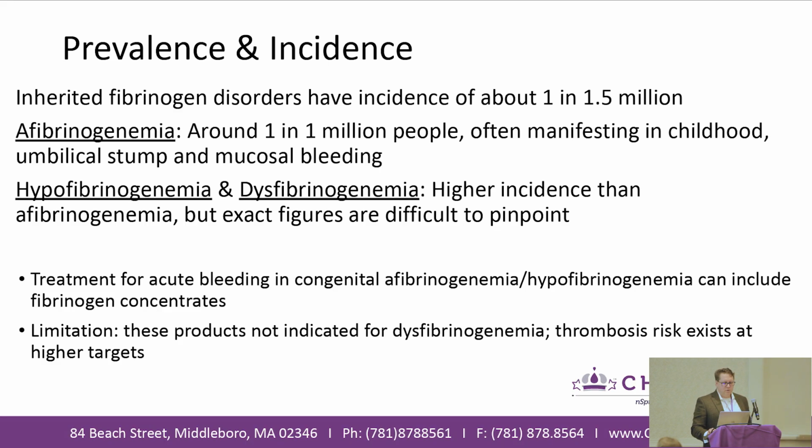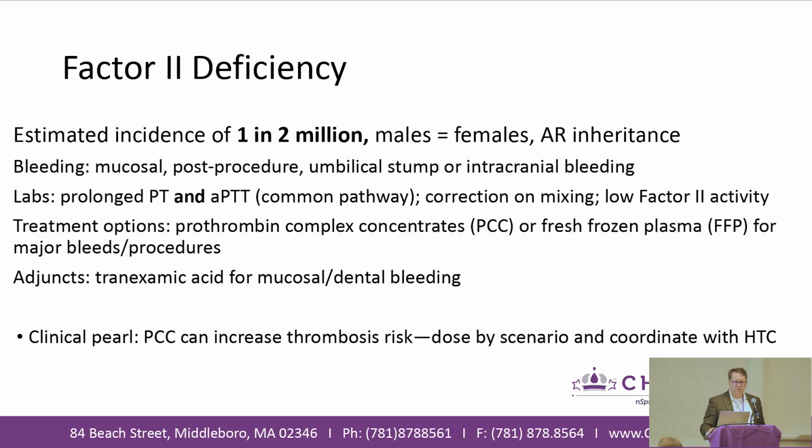Okay, so factor 2. 1 in 2 million, or half a person per million. Males and females, the incidence is equal, as opposed to something like hemophilia A or hemophilia B, where these are X-linked disorders. So people with fewer X chromosomes are disproportionately more affected. I think the patients are best served in coordination with a HTC.